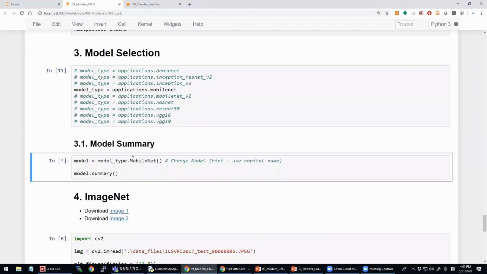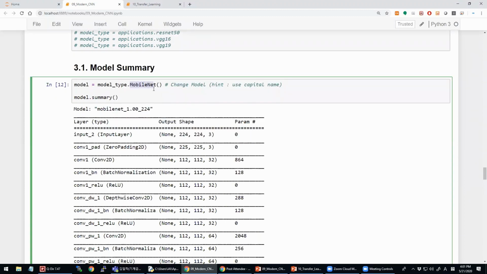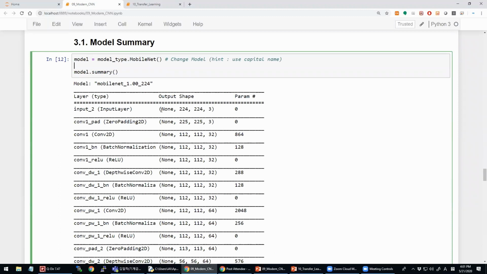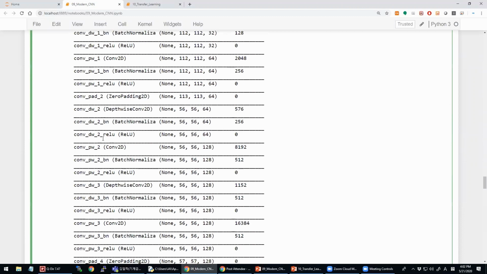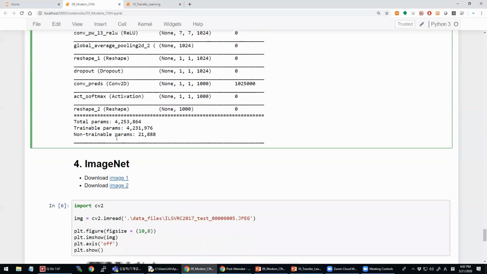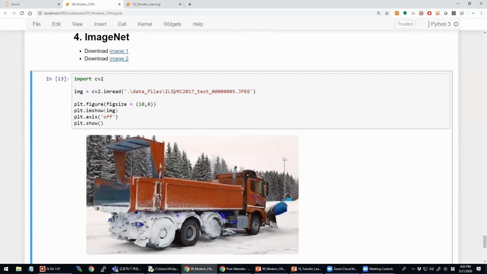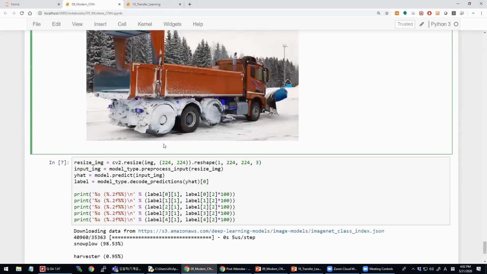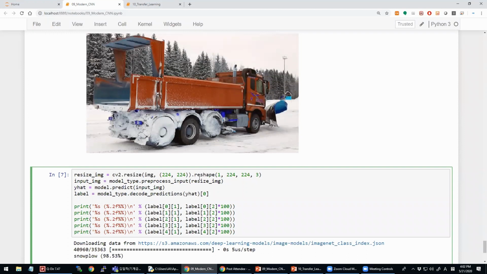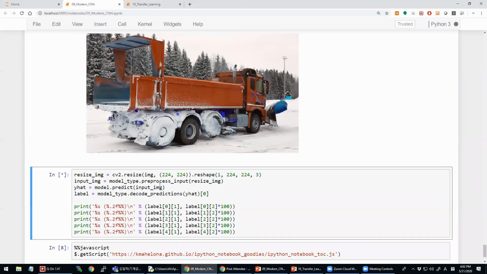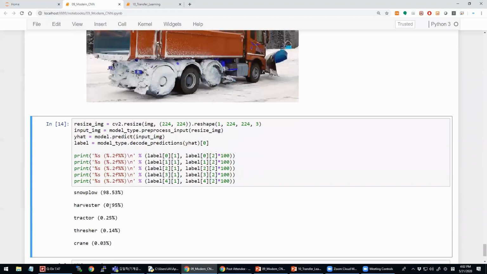That's the summary of this MobileNet. It means that we have inputs, the shape, and conv1, and these are all the structures, a kind of description of MobileNet, okay? And this is one of the testing images in the ImageNet competitions. Then I need to resize it for the right structure, and I'm going to put that input image into the pre-trained model and predict Y hat. So that's going to be like snow plow with 98% and harvester and things like that.